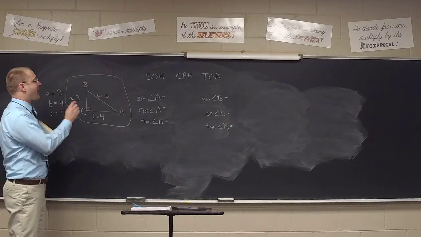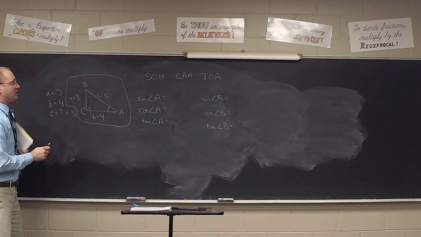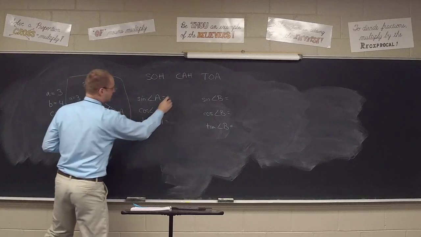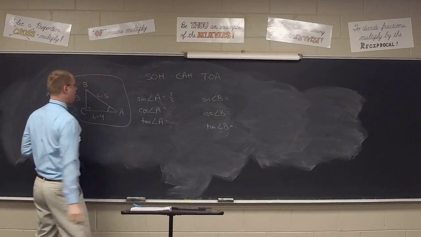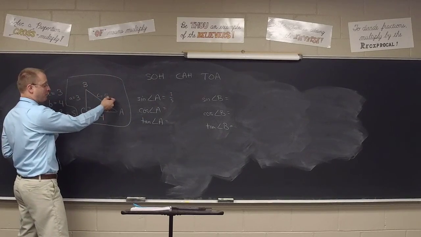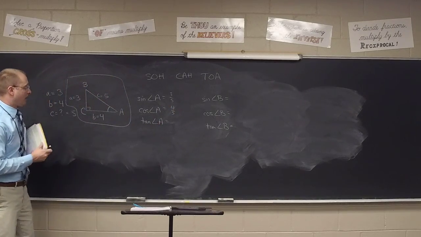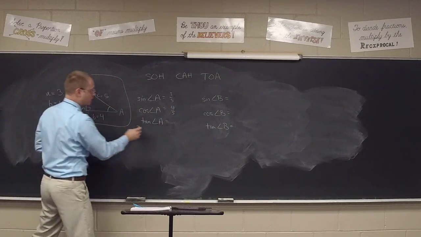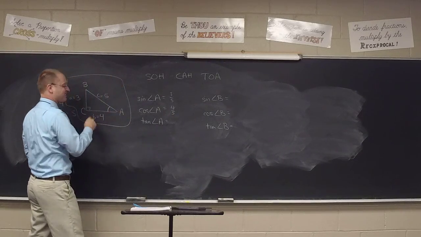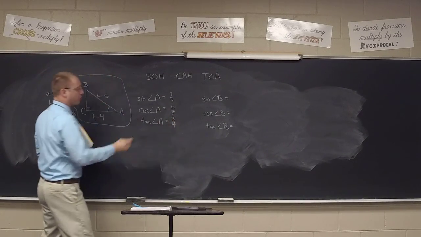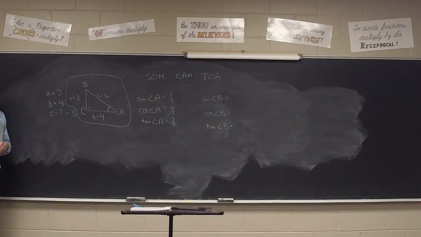All right, so for A, the opposite is 3 and the hypotenuse is 5, so the sine of angle A is 3 to 5. The cosine, adjacent over hypotenuse, adjacent is 4, hypotenuse 5, so 4 to 5. Tangent of angle A, opposite over adjacent, opposite is 3, adjacent is 4, so 3 to 4. How many of the sine, cosine, tangent of angle A did you get correct?